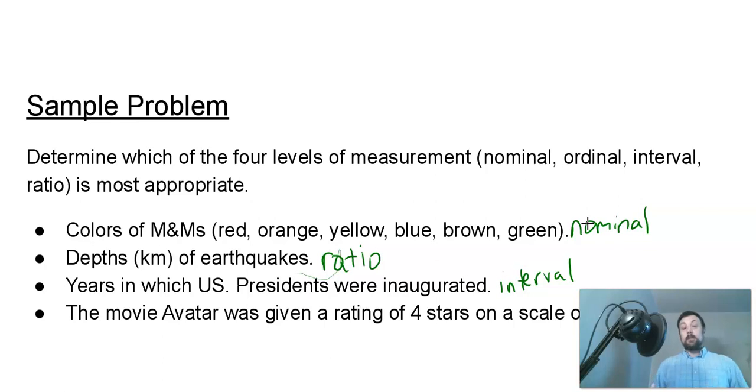So differences in the number of stars that we rate movies don't really tell you anything about the differences in those movies. And so there's no meaning behind taking the difference between the number of stars a movie was rated. And so this is going to be the ordinal level. Right? There's an order to it, but differences between the measurements are not well defined. All right.